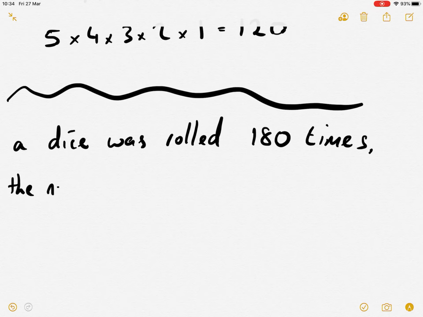5 came up 45 times. Okay, first thing is just find the relative frequency.